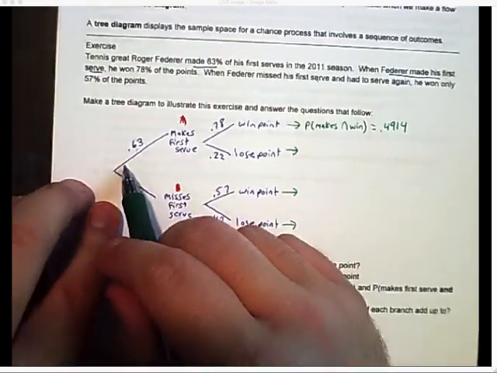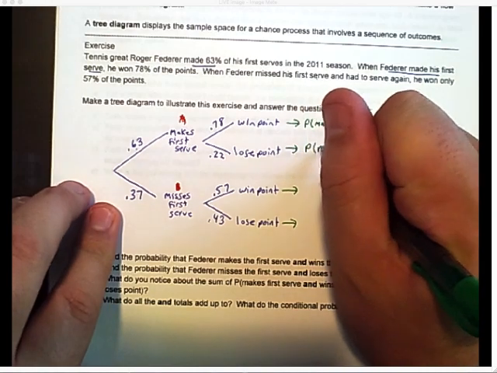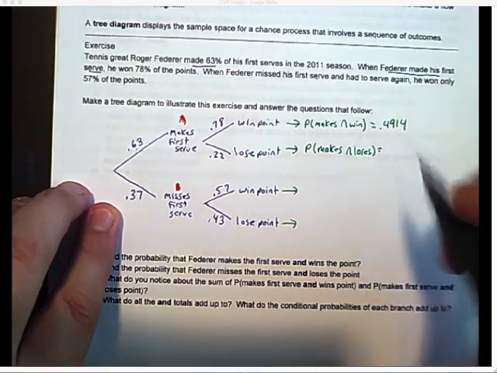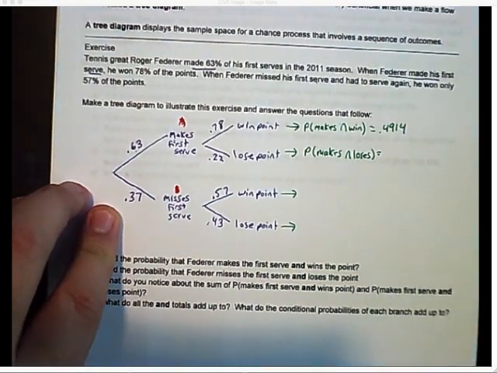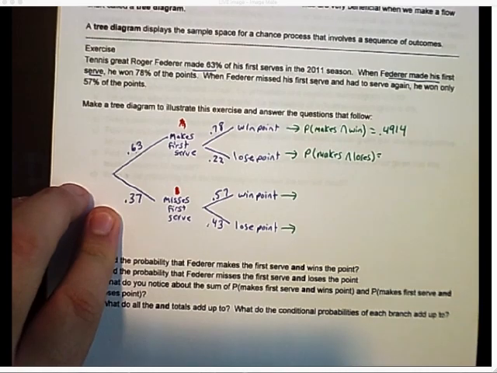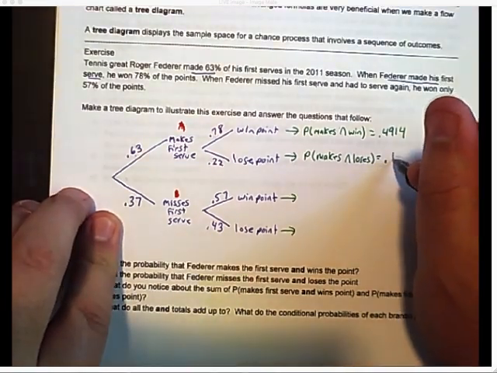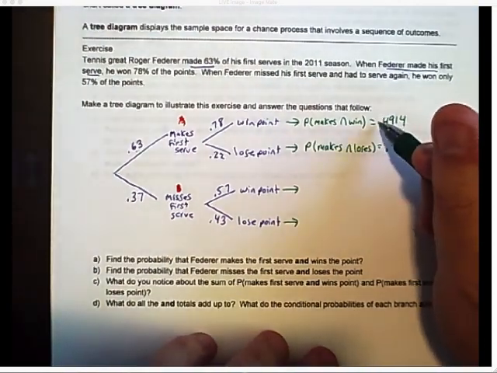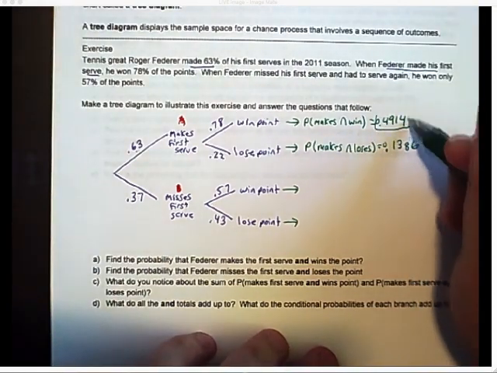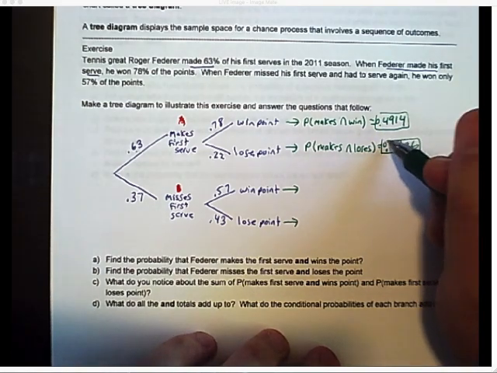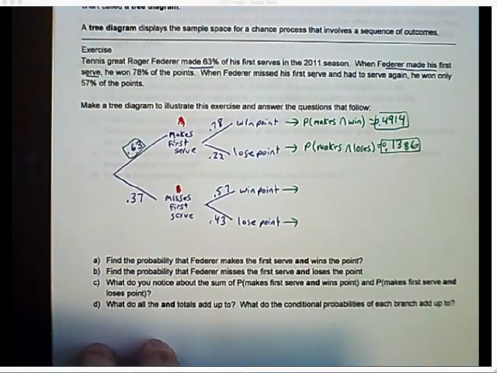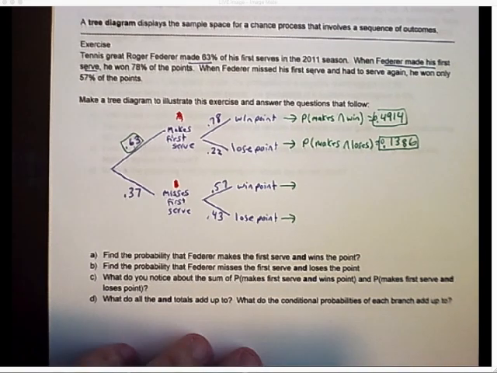What does this branch represent? This is the probability that he makes the first serve and loses the point. So let's multiply those: 0.63 times 0.22. That's 0.1386. What you will notice is that if I were to add those two numbers together, they're going to add up to that.